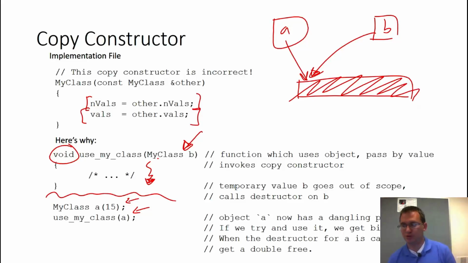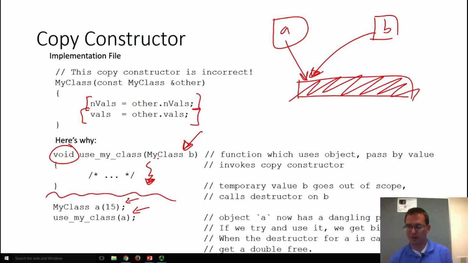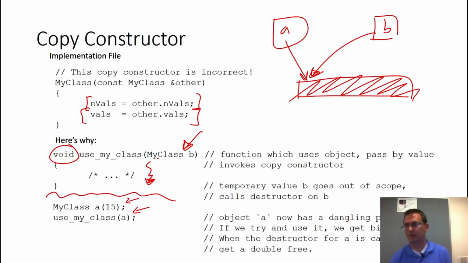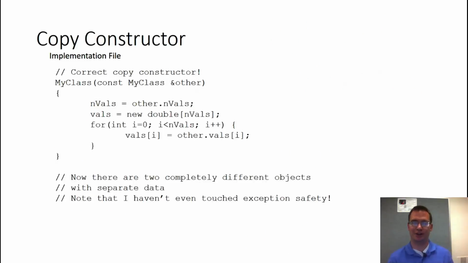And if we try and use that memory, we'll get big errors. The operating system could catch it, it could not catch it. If it does, we might get a seg fault. If it doesn't, we get garbage in our program. And then also, when the destructor for A is eventually called, you'll get a double free error because you're trying to free a block of memory that's already been freed. And that's where we need Valgrind. Or we just need to do this correctly.